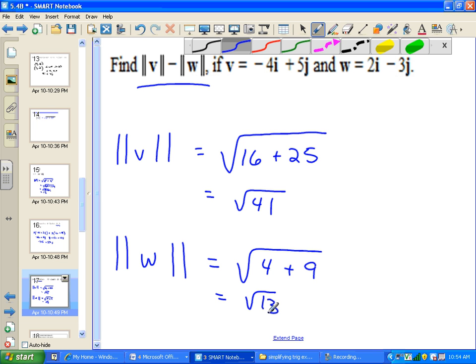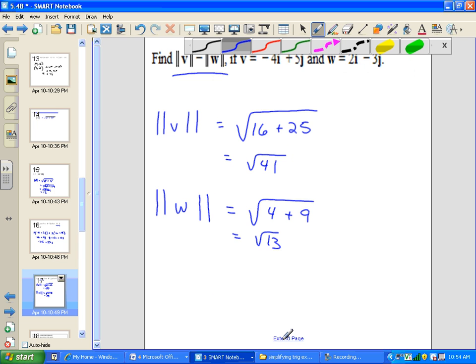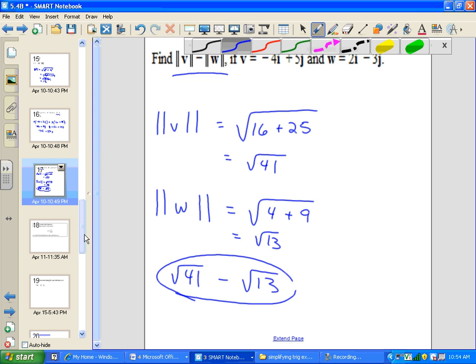Now, let's answer the question. So what's the magnitude of V minus the magnitude of W? The square root of 41 minus the square root of 13. That's it. Can I actually subtract that? 41 minus 13 is 28. You need it. They have to be alike, right? To subtract radicals, they have to have like radicals. All right. Now, let's get back to more of what we were talking about.